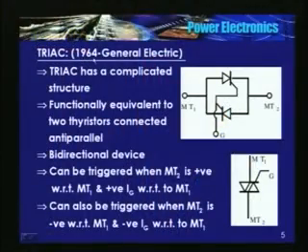Now instead of connecting two thyristors separately in anti-parallel, there is a device available, what is known as a triac. A triac was developed in 1964 by General Electric. It has a complicated structure, but functionally it is equivalent to two thyristors connected anti-parallel.